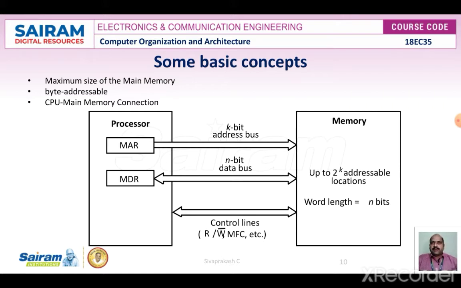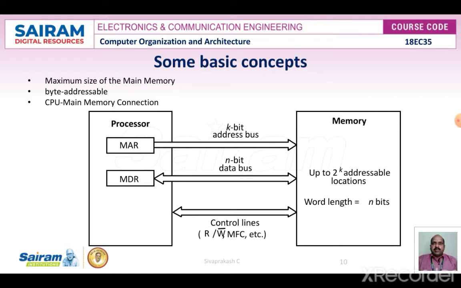From the system point of view, we can view the memory unit as a black box. Data transfer between the memory and the processor takes place through the use of two processor registers, usually called MAR, the memory address register, and MDR, the memory data register. If MAR is k bits long and MDR is n bits long, then the memory unit may contain up to 2 to the power of k addressable locations, whereas the word length is equal to n bits.